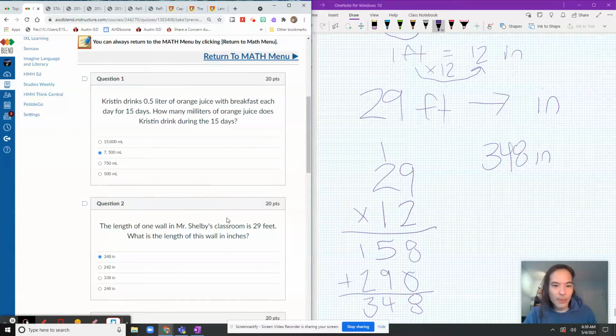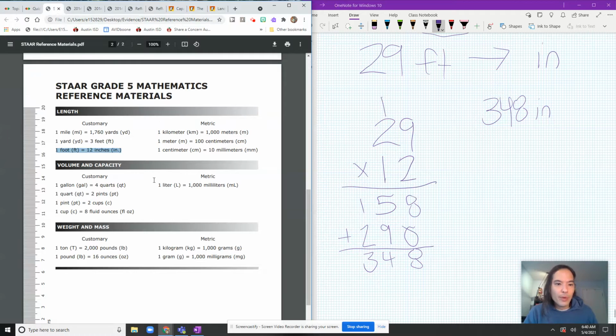All right, so we took 29 feet, and we multiplied it by 12. Remember, you might be thinking I should be dividing because I'm turning into smaller units, but remember when you're going from feet to inches, you should be ending up with more units. So you need to multiply because you're going to have more. Even though an inch is a smaller unit, you'll have more inches than you will feet. 1 foot equals 12 inches. So you should have more inches.